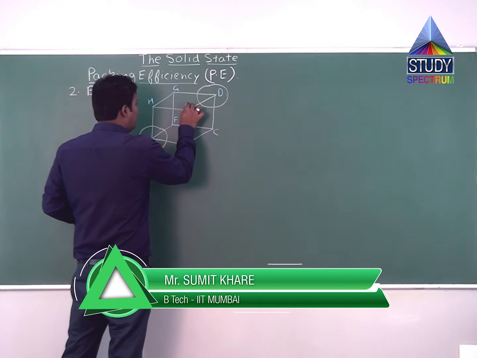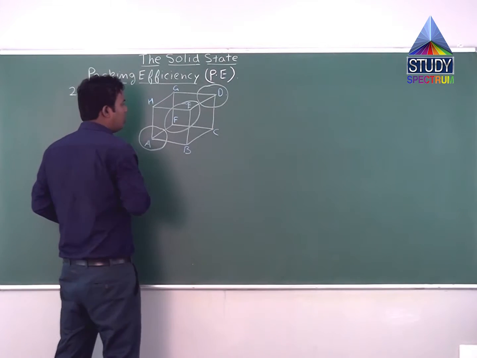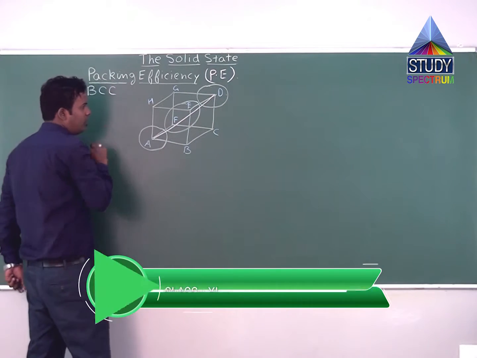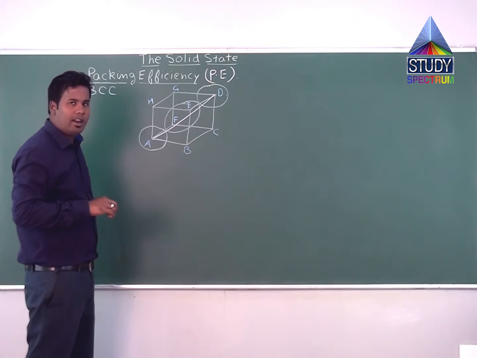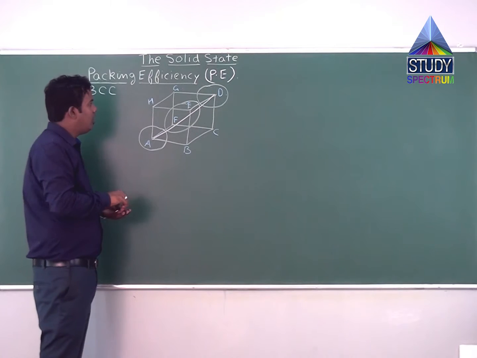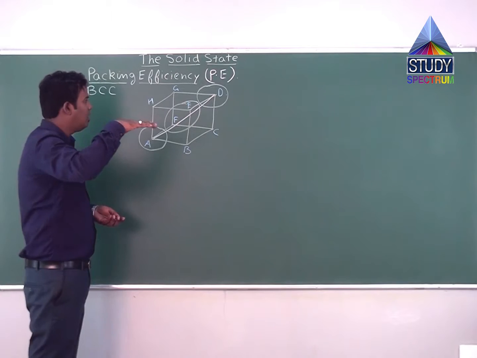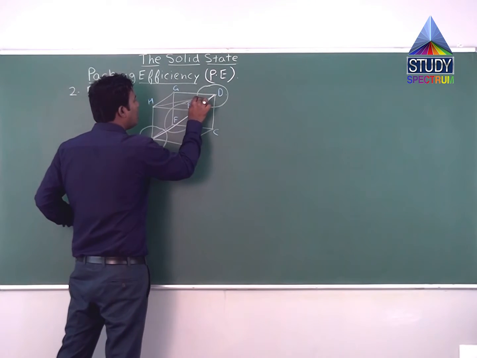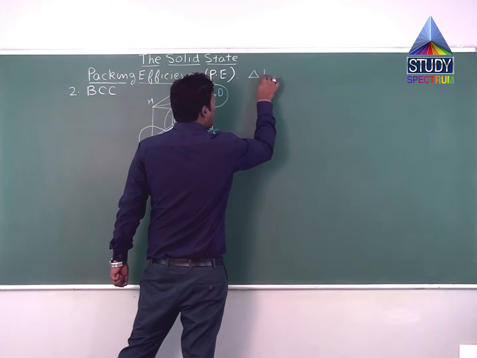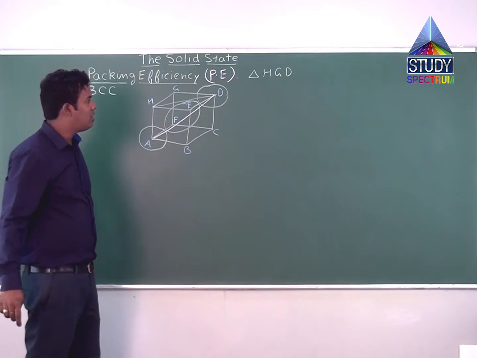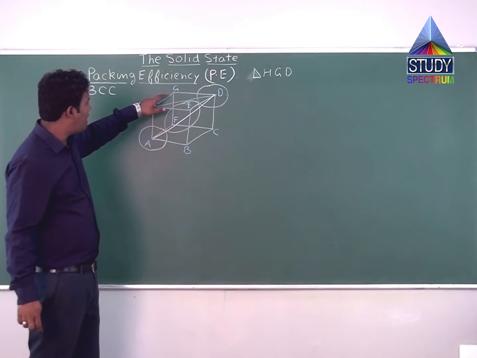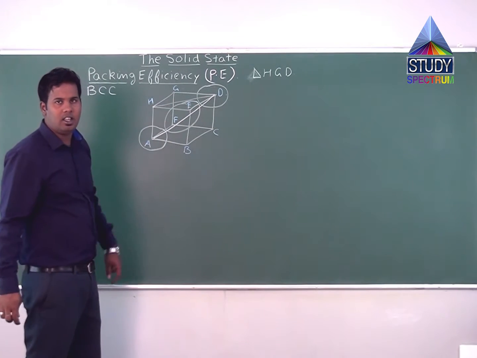Also, there is an atom present at the center of this body. Now if I join this AD, it becomes the body diagonal. Now try and understand. Let us consider triangle GHD. The top face has HD as diagonal. So if I consider the triangle HGD, it is a right angle triangle, where the angle HGD is 90 degrees.